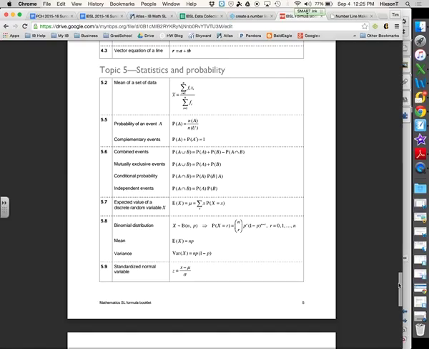I'm having you learn how to do it by hand because if you were to use a correlation for your IA, you can't just use your calculator and say, my calculator told me, because then you're not actually doing any math.